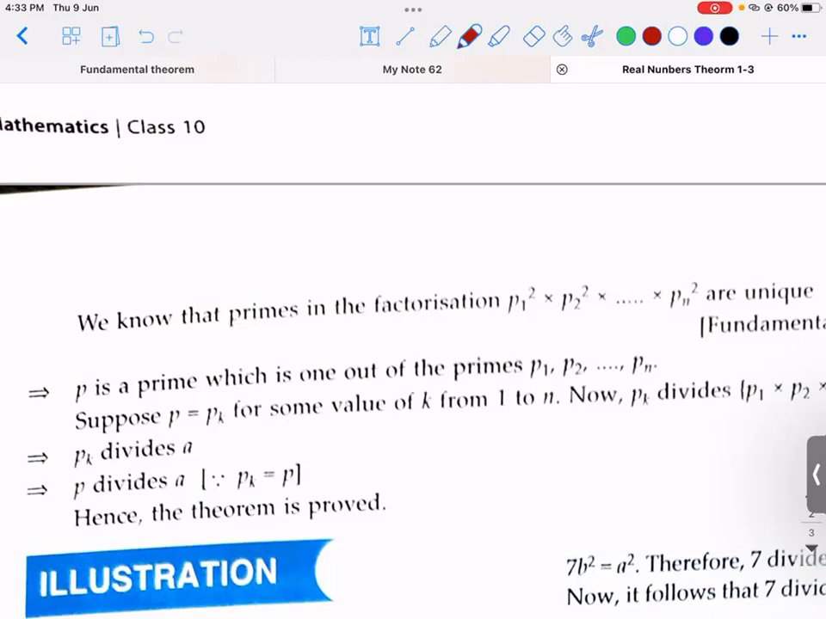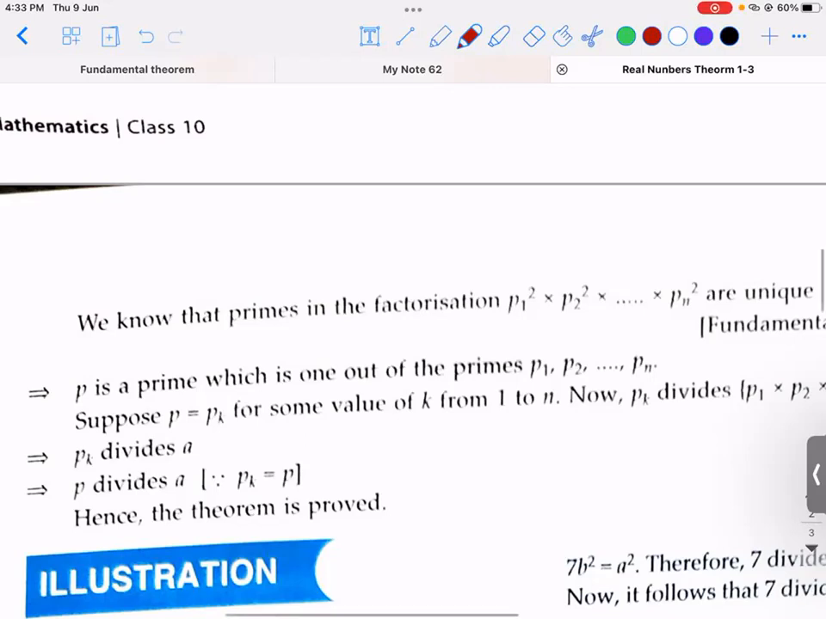So what do you mean by unique? When you write it as 2 square, you will not write it as 2 square into 2. Are you able to understand what I'm trying to say? So that is the meaning of unique. Each number will be a unique prime raised to some power. Does it make sense? Are you able to understand what I'm trying to say?